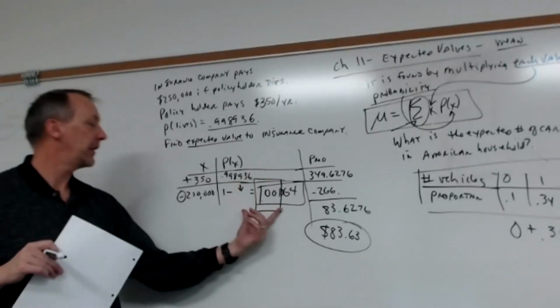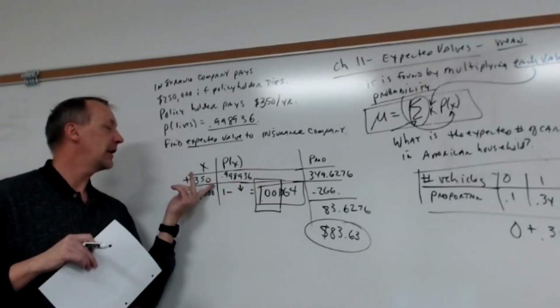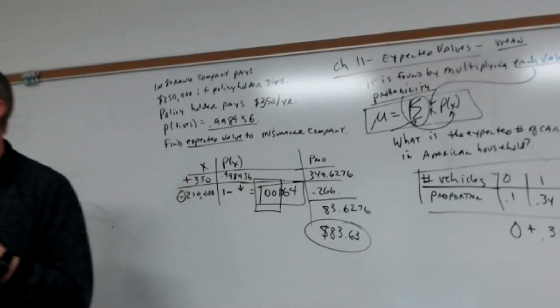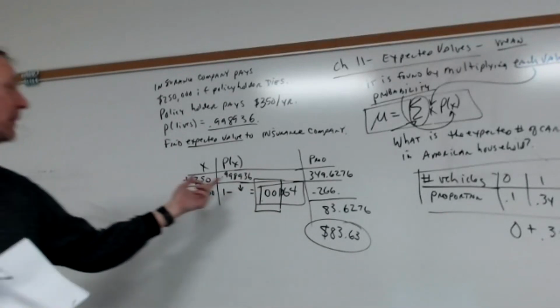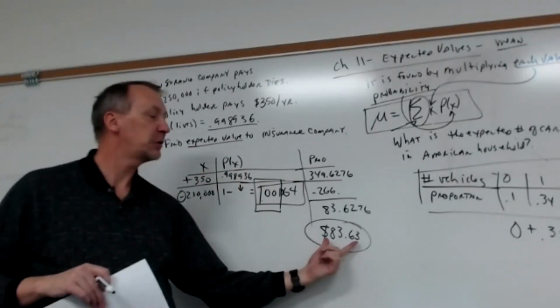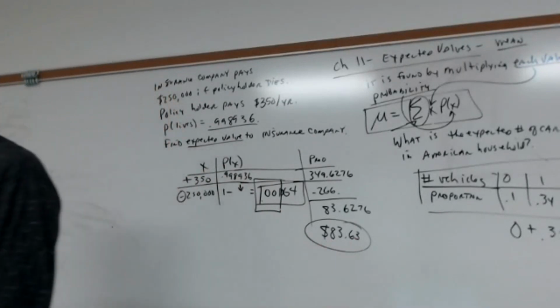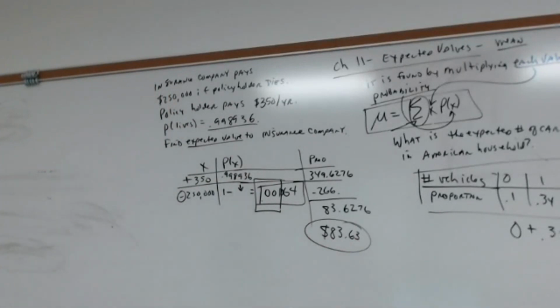So 1 out of 1,000 people, they're going to have to pay $250,000. But 999 of them, they're going to be making $350. That works out to an average per policy. They're going to be making about $83.50 per policy. Does that make sense?